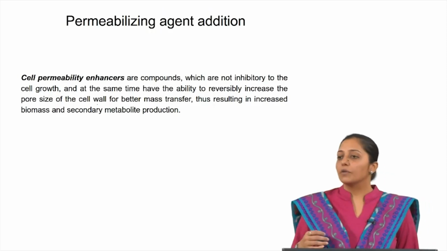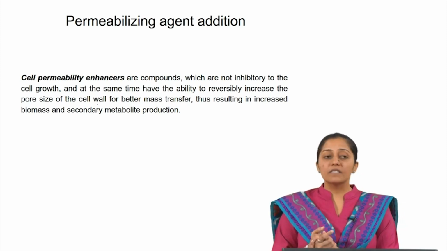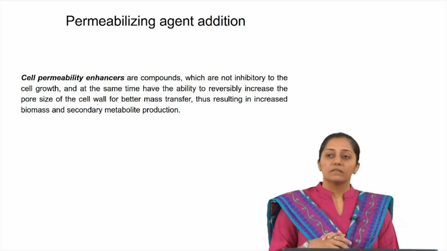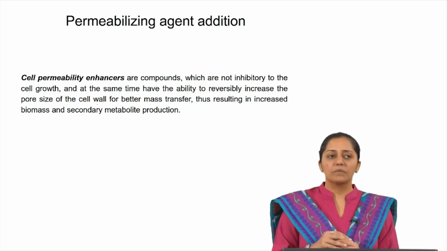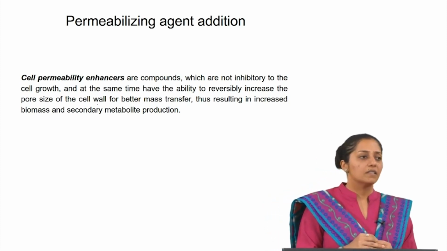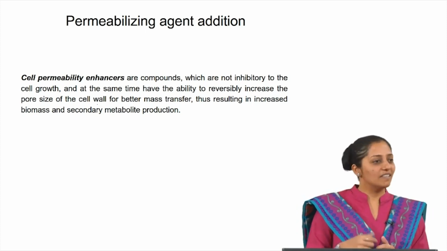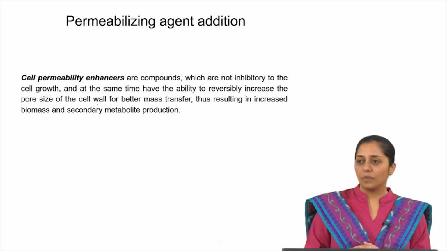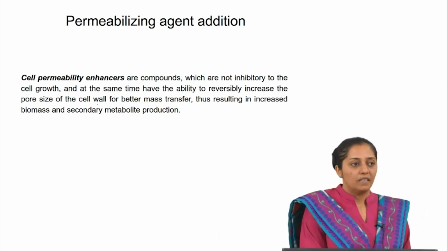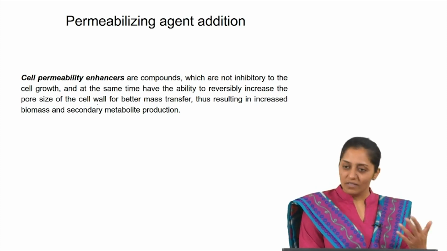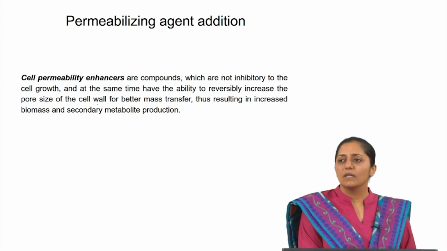So now coming on to cell permeability enhancers. Cell permeability enhancers reversibly change the permeability of the cells. So when I say reversibly, what does that mean? How can anything change reversibly the cell membrane permeability? Either it should be able to disrupt or it should not be able to disrupt. Reversibly means what?